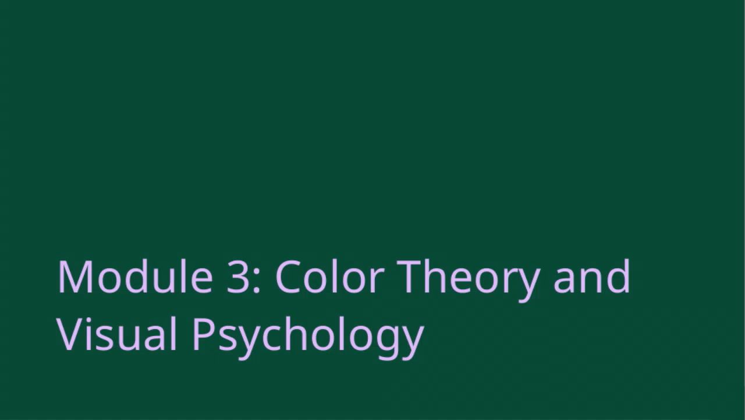Today, we're diving into Module 3, which focuses on color theory and visual psychology. This part is really crucial because understanding how colors influence perception helps us create more effective and engaging designs. We'll explore how colors can evoke emotions, influence behavior, and even shape brand identity. We'll look at the fundamentals of color theory, like the color wheel, primary, secondary, and tertiary colors, and how these form the basis for choosing color schemes.